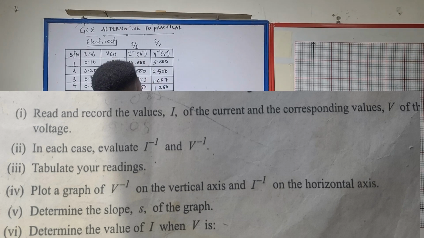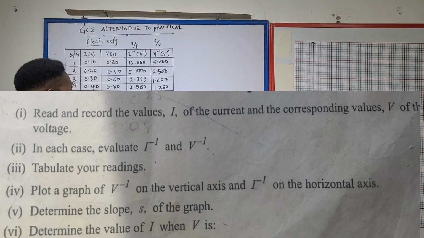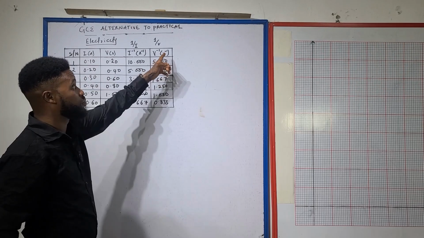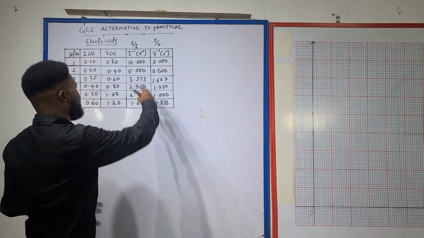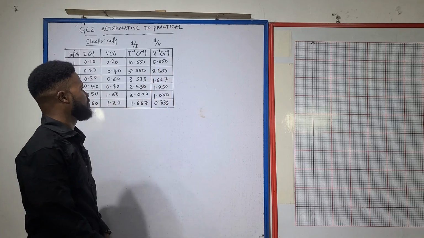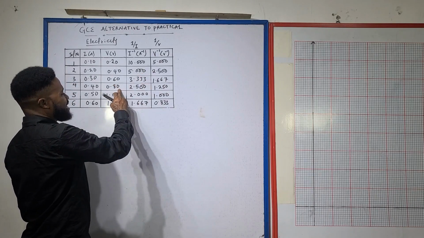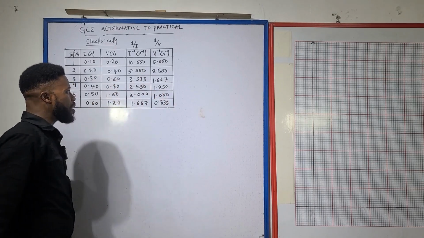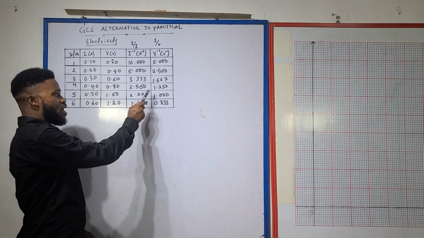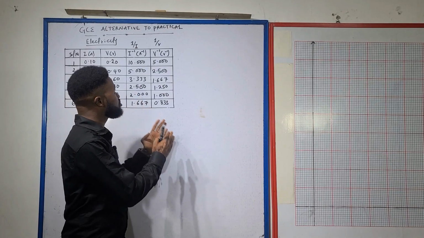I was also told to evaluate the inverse of the potential difference, the voltage. So my voltage is 0.2 for the first reading. 1 divided by 0.2, I'm going to get 5. That's going to be in per volt, that's volt raised to power minus 1. 1 divided by 0.40, I'm going to have 2.5. 1 divided by 0.60, 1.667. 1 divided by 0.80, 1.250. 1 divided by 1, of course, 1. 1 divided by 1.20, 0.833 per volt.